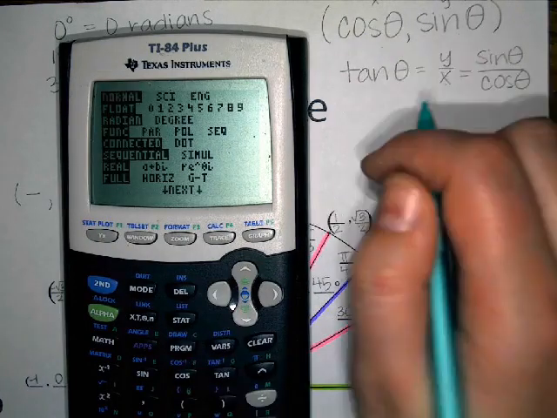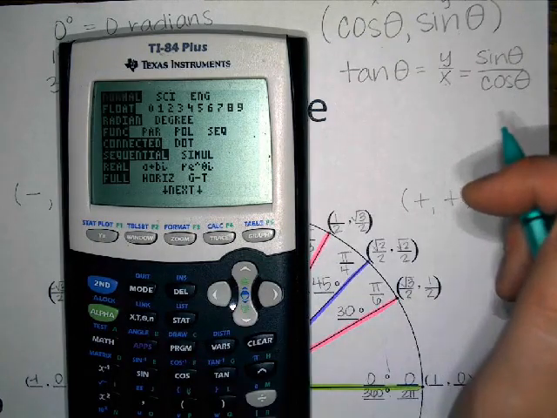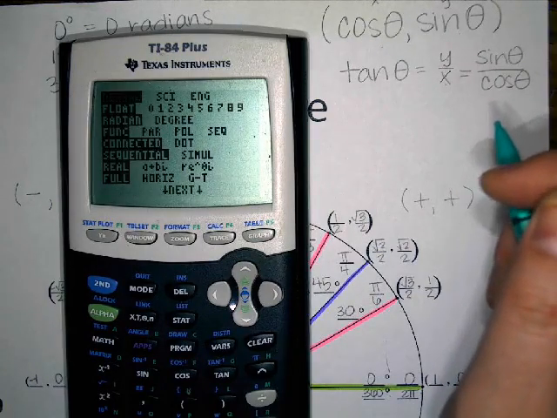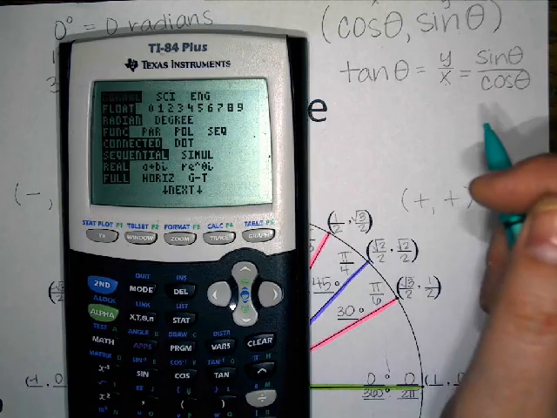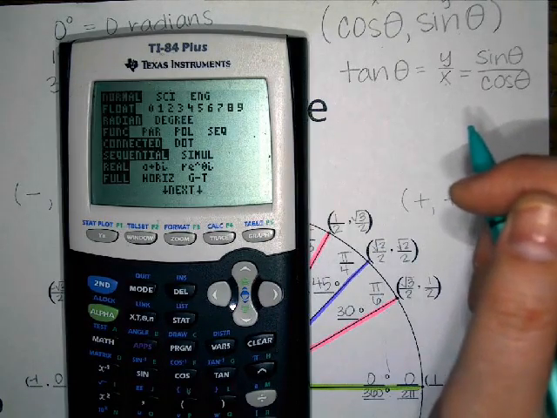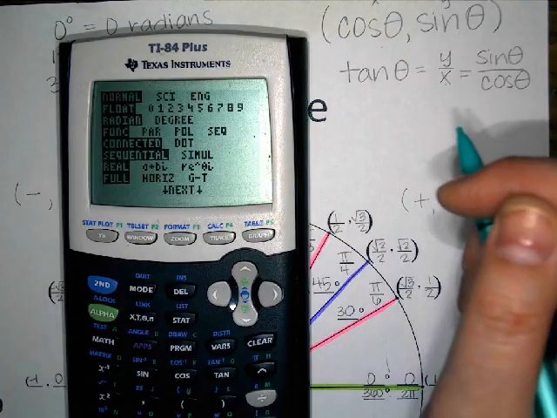Now, if your problem has a degree bubble in it, you should be in degrees. Typically, if it has a pi in it, you're going to be in radians. But basically, if it has a degree bubble in it, you're going to be in degrees. And if it doesn't have a degree bubble, then you should be in radians. That's how you can tell what mode to be in.